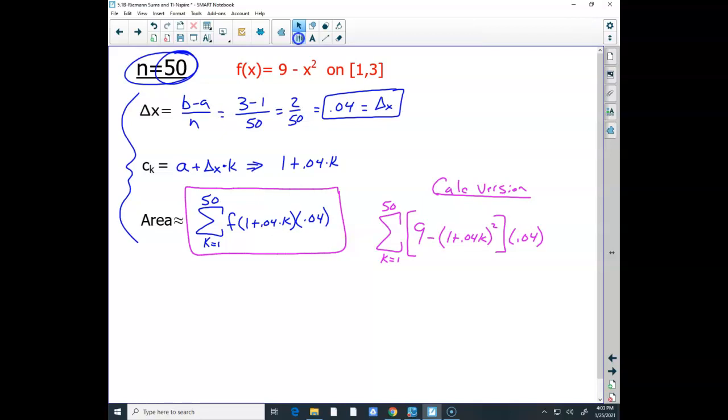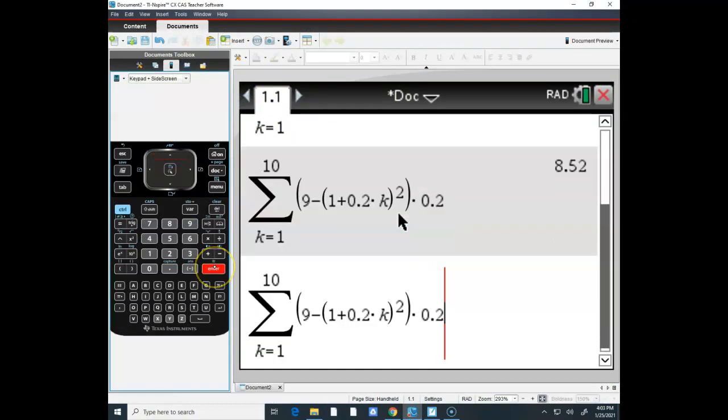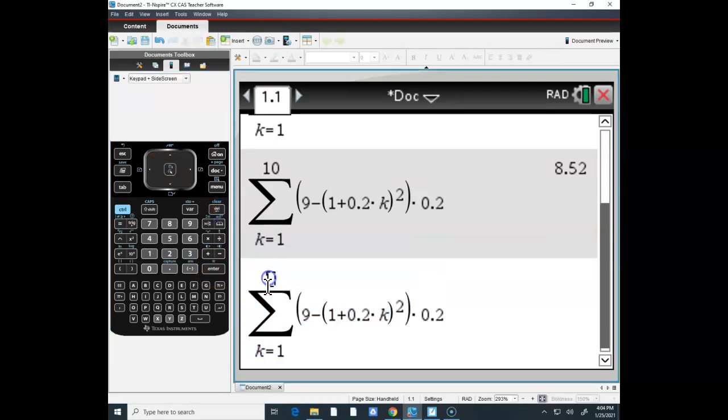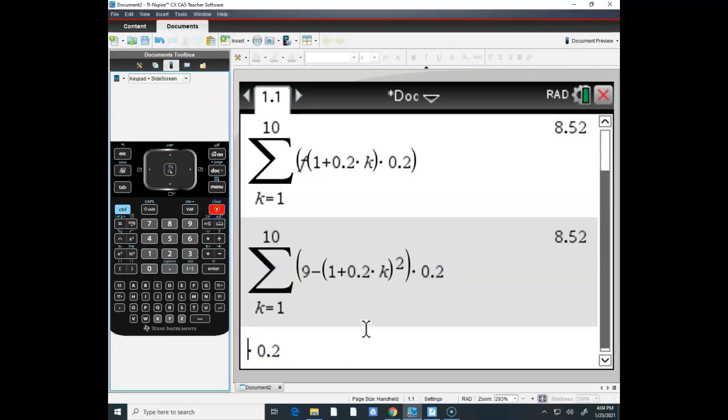So then all we're going to do is come back and grab our calculator, and all I really have to do is come up and grab one of these and scroll over to the top and change that, whoa, to 50. And I also notice I had to change my delta x too. My delta x, oh, son of a biscuit.